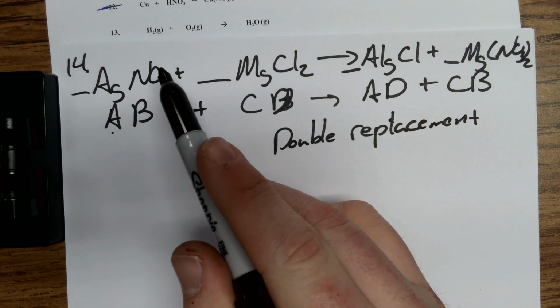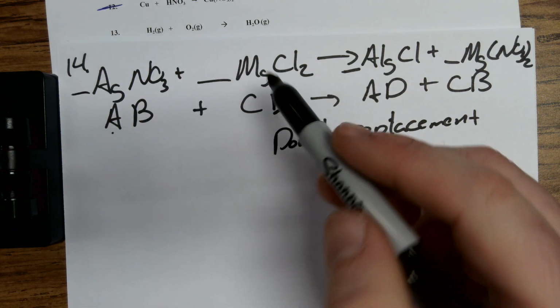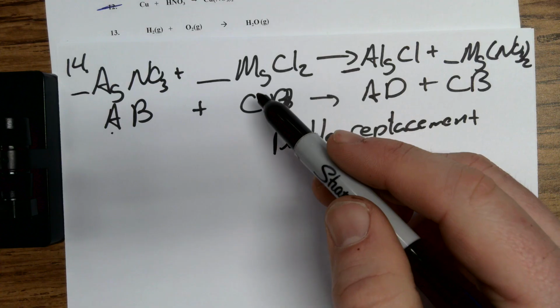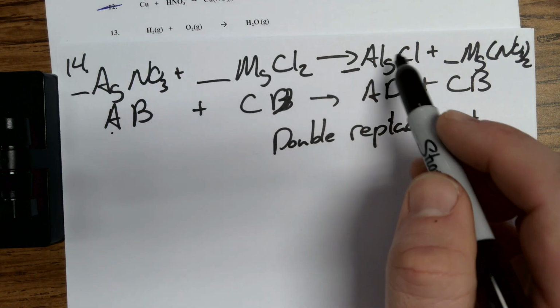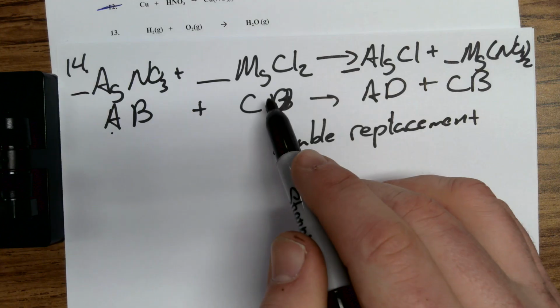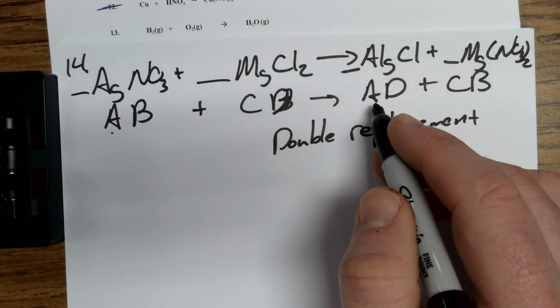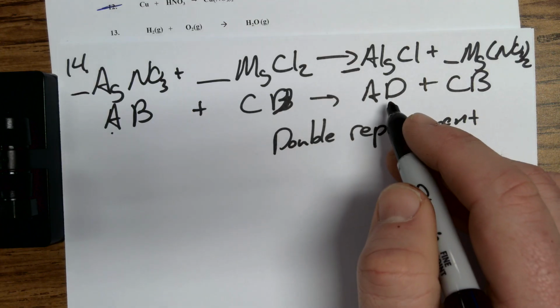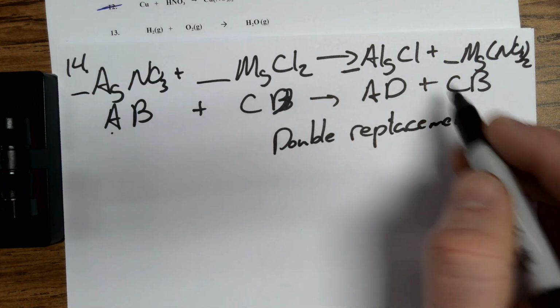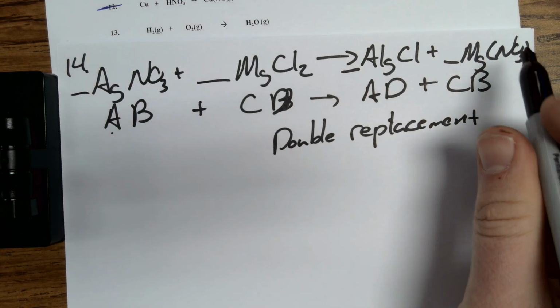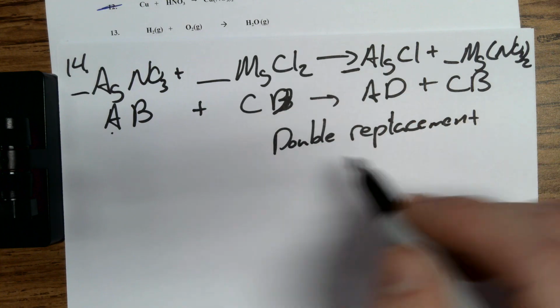A is silver, B is nitrate. C is magnesium, D is chloride. As I see, A and D reacted with each other. C and B reacted with each other. Do we see the pattern? Yeah, I have a question.